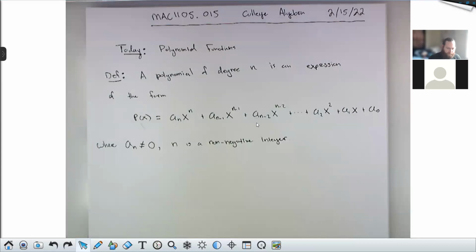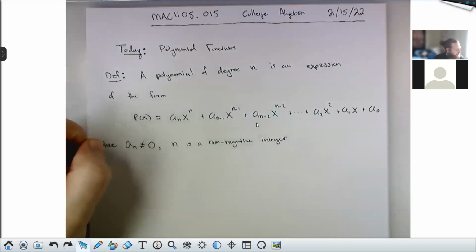These functions have a lot of really nice properties. Like if you multiply two polynomials, you get another polynomial. If you add two polynomials, you get another polynomial. And for reasons like that, we kind of think of them as the function version of whole numbers. They're very, very nice. Some terminology. This number an we call the lead coefficient, right? Just like when talking about quadratics.